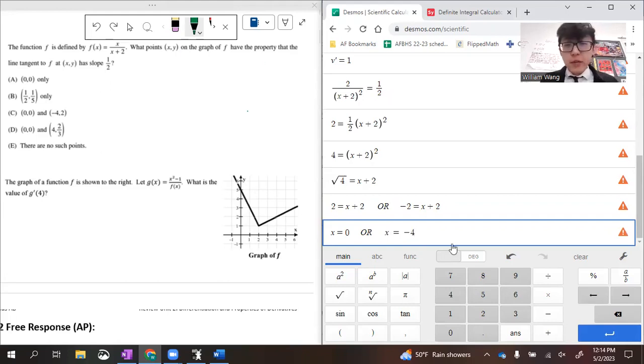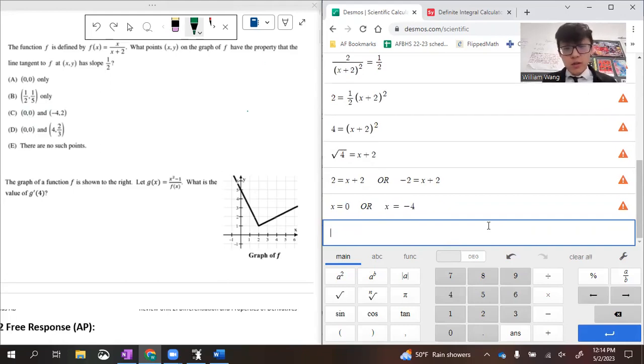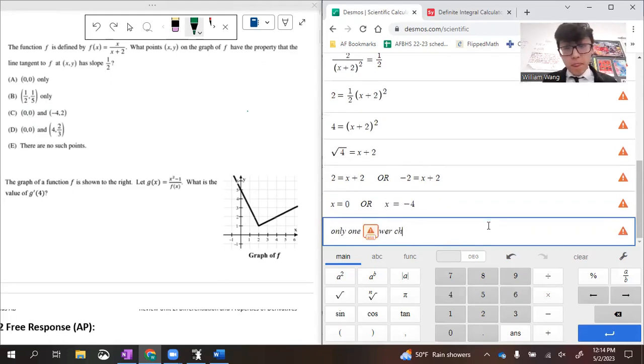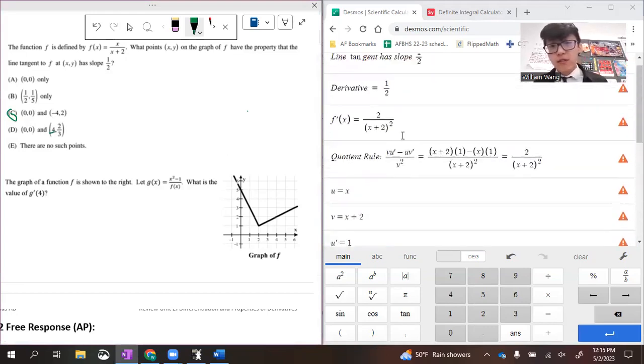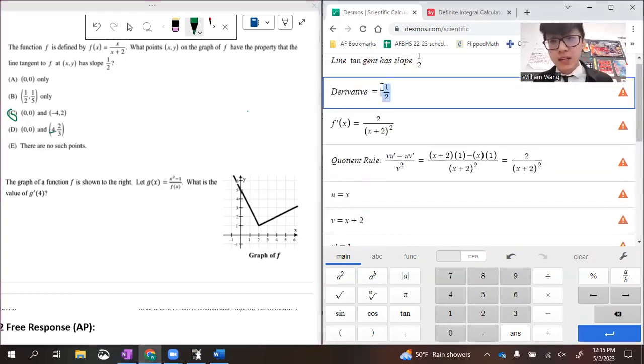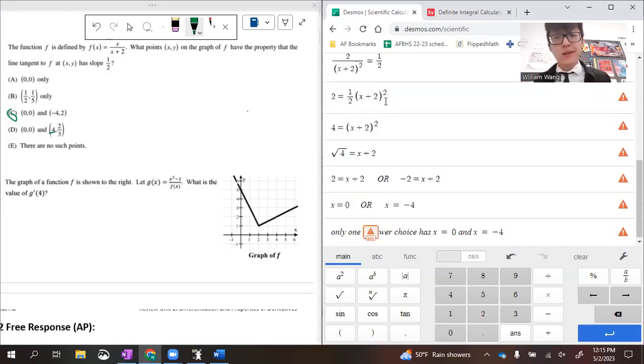All right, if you look at my answer choices, I could solve for the y values, but only one answer choice has x equals 0 and x equals negative 4, and that is going to be C. So C is the correct answer there. All of these have x equals 4. Well, I know for a fact at x equals 4, I would not have a line tangent with a slope of 1/2 because I would have found that.